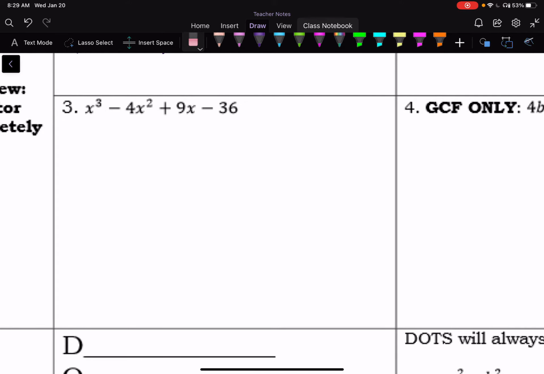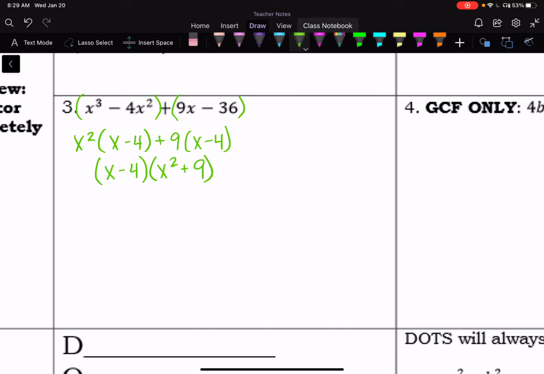Last problem is number 3, a 4-term polynomial. So we don't have to bust the b here. All we do is start by grouping. Take my GCF and take my other GCF. Take my funny GCF, which is x minus 4. And I'm left with x squared plus 9. That's my final answer.